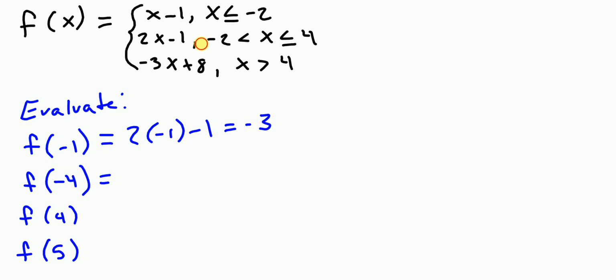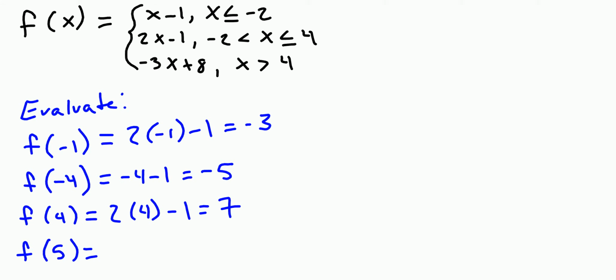Right, -4, is -4 less than or equal to -2? Yes, it's less than -2. So -4 minus 1 is -5. Right? Is 4 less than or equal to -2? No. Is it in between -2 and 4, including 4? Yes. Okay. This equal to bar let me know that this was the function that I needed to use. So 2 times 4 minus 1. 2 times 4 is 8. Minus 1 is 7.